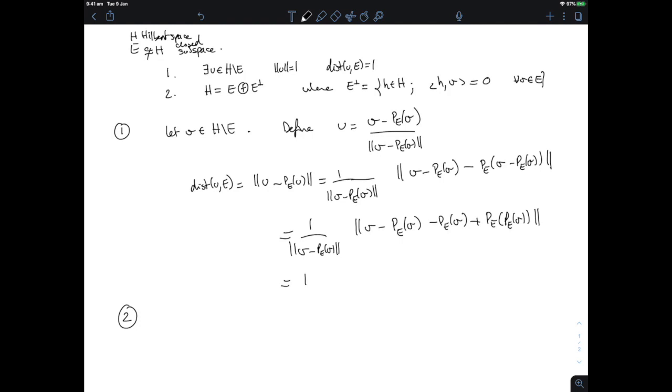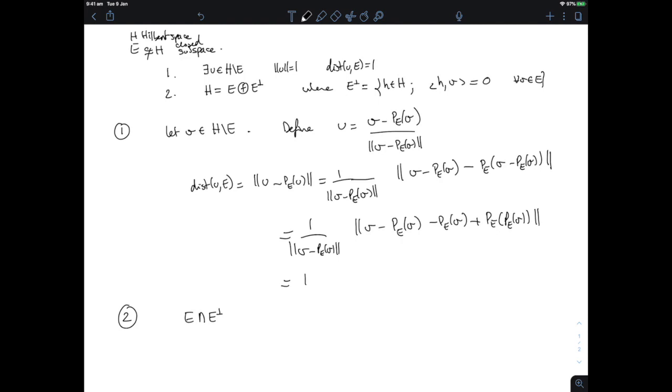So I want to prove that H splits as E plus E perp. So I'm going to have to show that there always exists a decomposition of any vector in H as an element of E plus an element of E perp. And to have uniqueness of that decomposition, I need to show that the intersection of E and E perp is trivial. It's only the 0 vector.